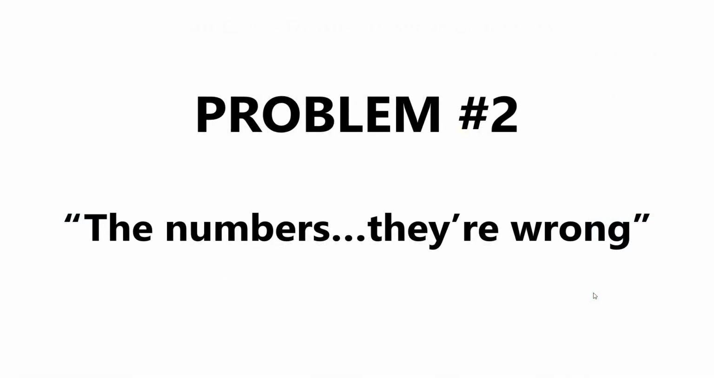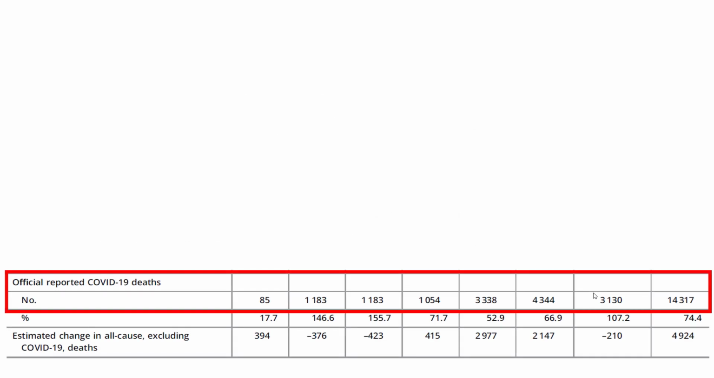And so problem number 2, so problem 1 was the interpretation. Problem number 2 is, in my opinion, the numbers in this paper are just wrong. Not all of the numbers, but one of the critical numbers that goes into the interpretation of the data, and I've highlighted those numbers in a box.